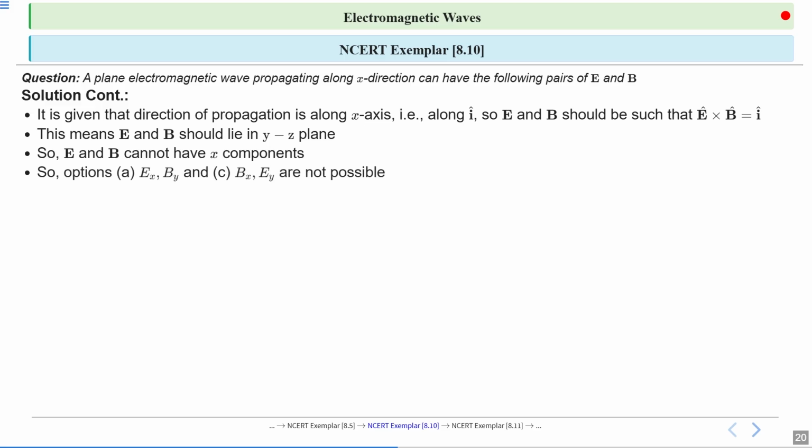So option A, that is EX BY: here the electric field component is along the x-axis, which is not possible. So this option is incorrect. Also BX EY, where the magnetic field component is along the x-axis, is also incorrect. So these options are not possible. Only option B, where the electric field is along the y-axis and the magnetic field is along the z-axis, is possible. Also, electric field along the z-axis and magnetic field along the y-axis, so this option is also correct.